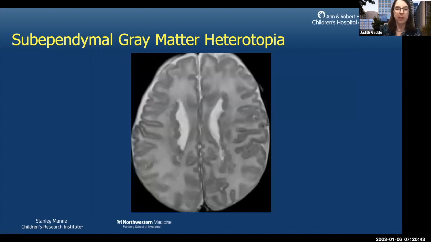Compare that to this more extensive bilateral subependymal gray matter heterotopia. So here you don't even need an arrow to point it out. You can see how I would describe this as lumpy bumpy, if I was reviewing this with a trainee, how lumpy bumpy it is along the lateral ventricles. And if we compare that signal to cortex or gray matter in other regions of the brain, it's the same signal. So this is pretty extensive bilateral subependymal gray matter heterotopia.